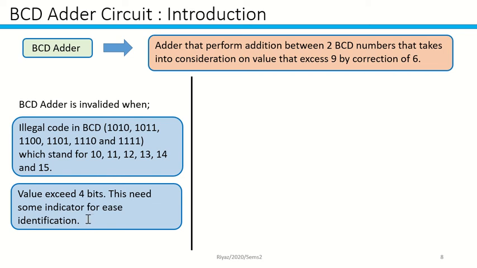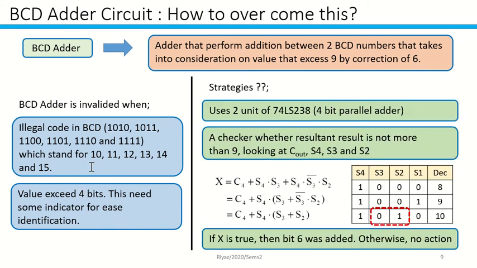And also, when you have a value exceeding 4 bits, we need to know this is already in excess of the maximum value of 9. So this is the strategy we're going to use. We have to use 2 units of the 74LS283, which is a 4-bit parallel adder. We need to use a checker to see whether the result is not more than 9 by looking at C out, S4, S3, and S2. So this is the formula.